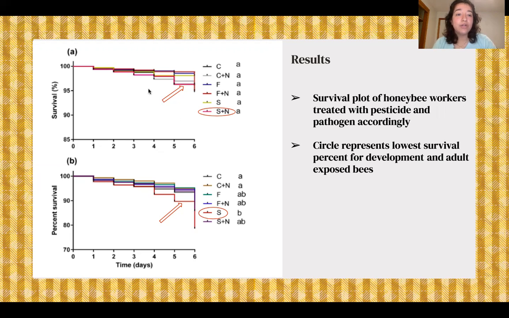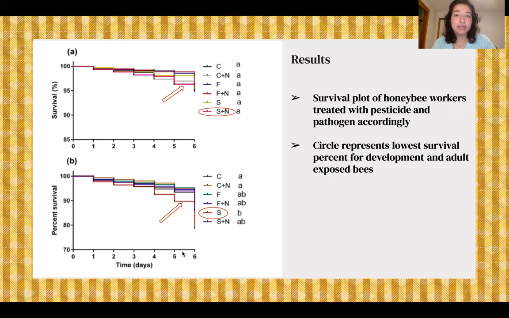The line I want to focus on in figure A is the pink line, which the arrow is pointing to, and the circulation of Sivanto and Nosema ceranae spores. This combination showed to have the lowest survival percentage among all of them for the bees exposed to the insecticide during their development.